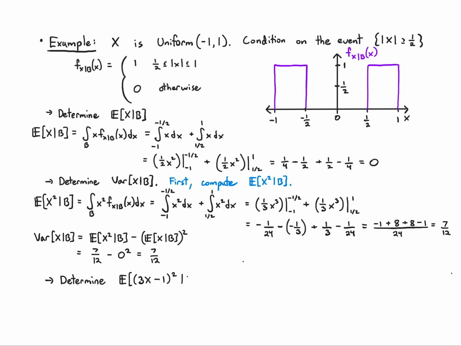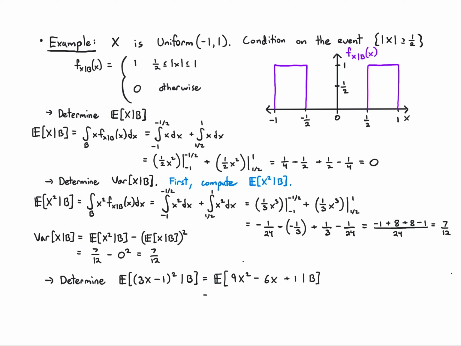And finally, let's say what I want to work out is the expected value of (3x minus 1) squared given B. This is something a little different than what we've seen before, but it turns out we don't need to do a lot of work. We could get this directly by just plugging the function (3x minus 1) squared into our formula, but we actually already have all the ingredients we need to calculate this without doing any more integrals. So first, let's expand the square. I'm going to get 9x squared minus 6x plus 1 given B.